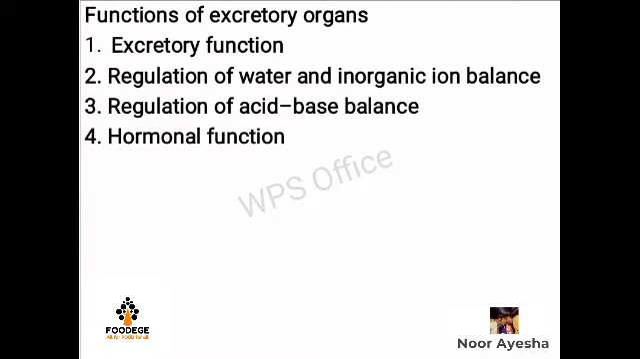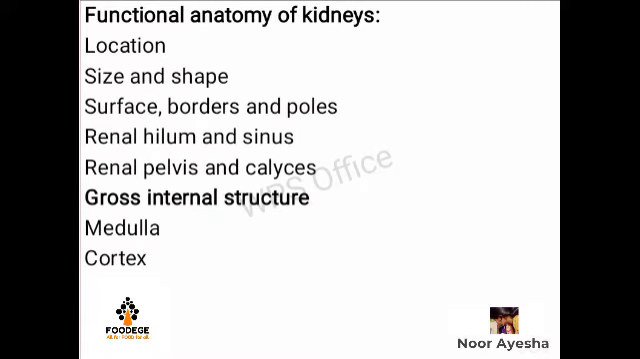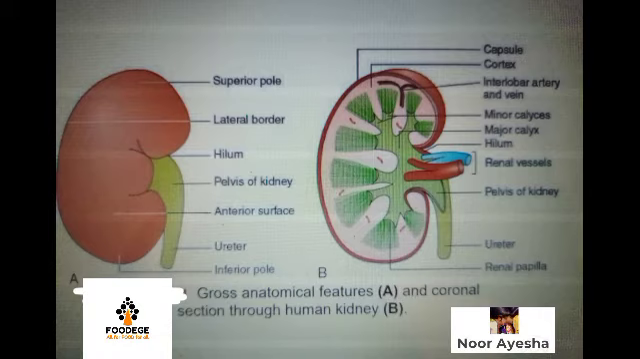Coming to the present video, which is about functional anatomy of kidneys. Kidney is a compound tubular gland covered by a connective tissue capsule. Talking about the location, the kidneys are bean-shaped organs that lie retroperitoneally on the posterior abdominal wall, one on each side of the vertebral column. The right kidney lies slightly inferior to the left kidney.